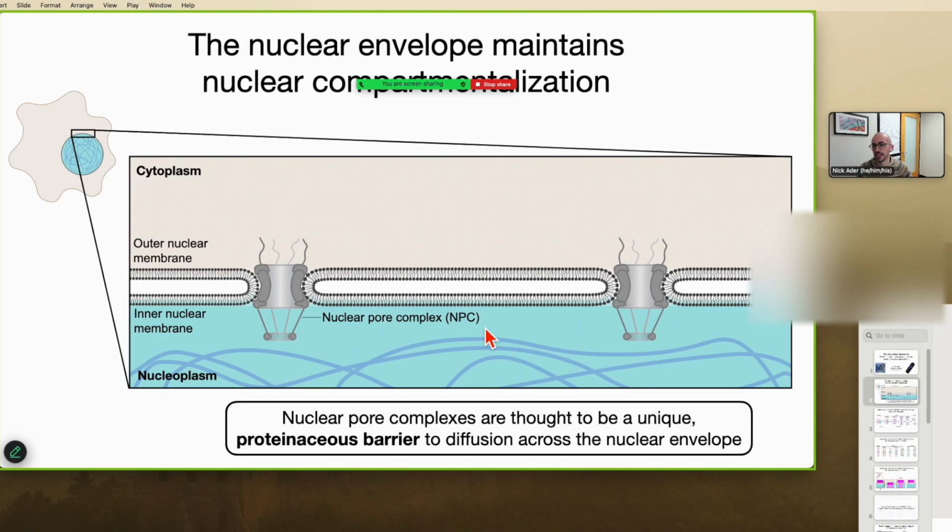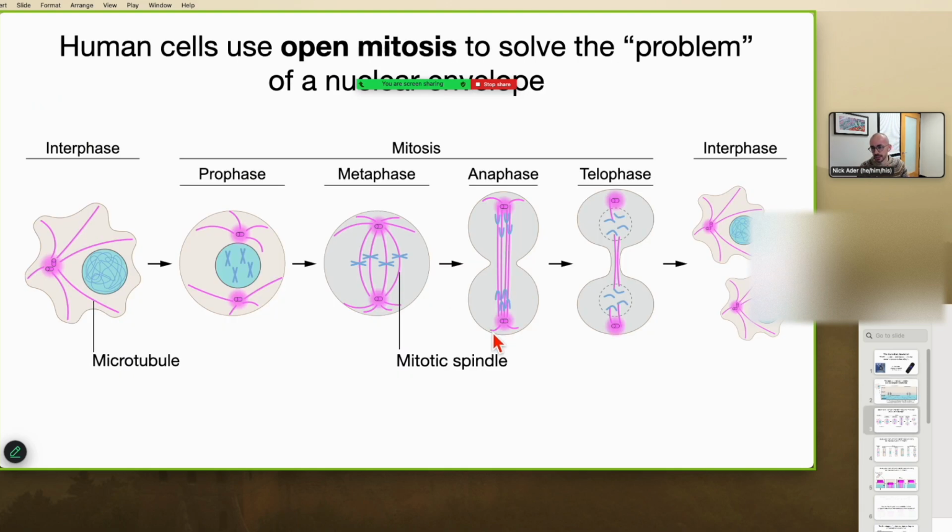This is all well and good in interphase, but of course, during mitosis, you need cytosolic cytoskeletal machinery access to chromatin to segregate chromatin. So human cells and metazoans broadly take the strategy of simply disassembling the nuclear envelope. I'm oversimplifying here, of course, but really driving home the point that nuclear compartmentalization is lost so that microtubules in the form of the mitotic spindle can access chromatin.